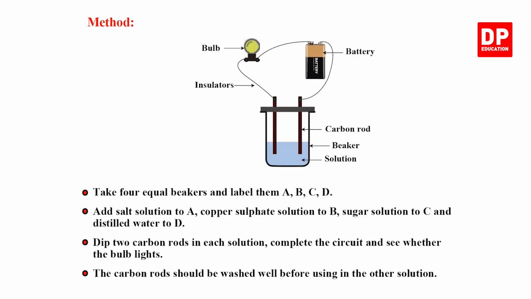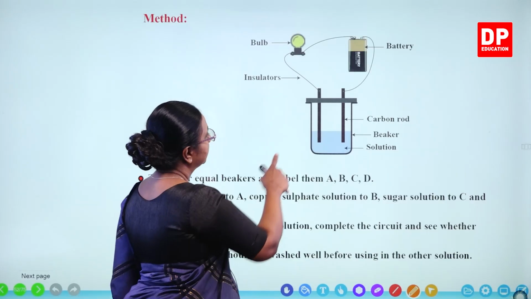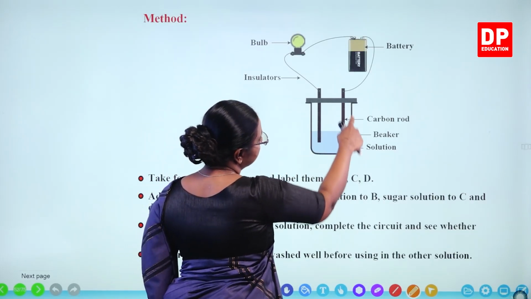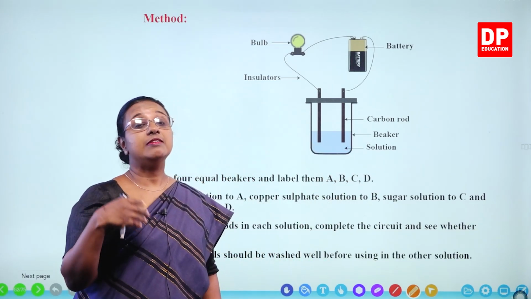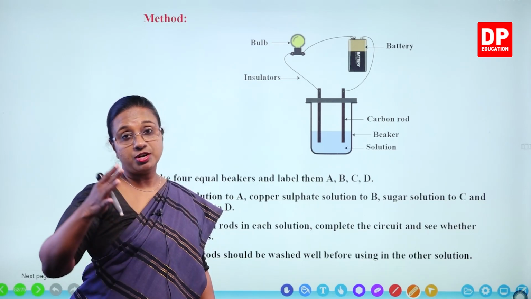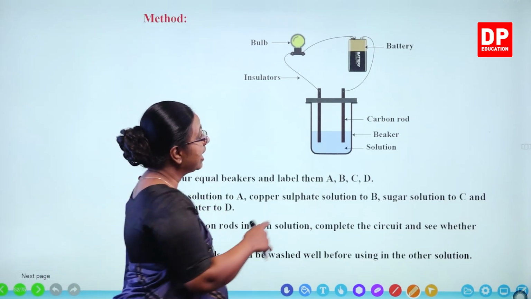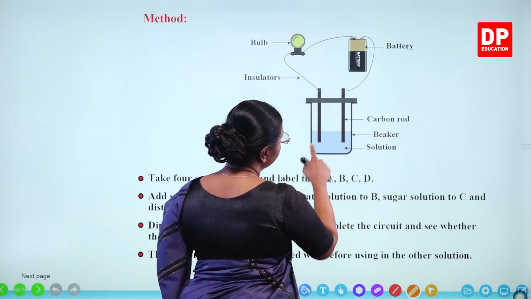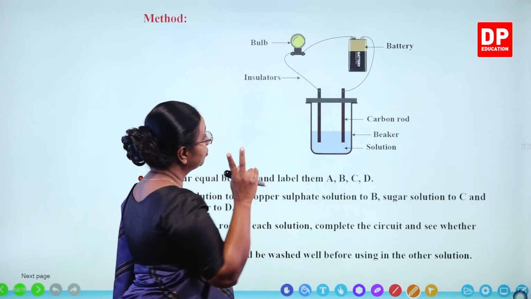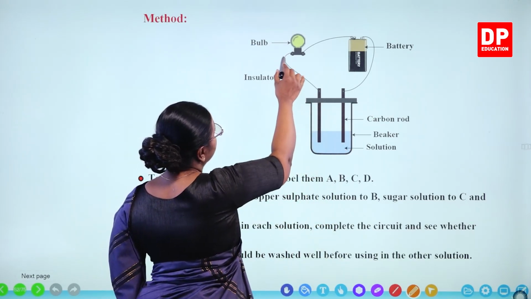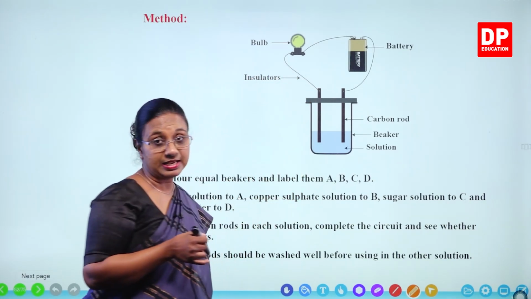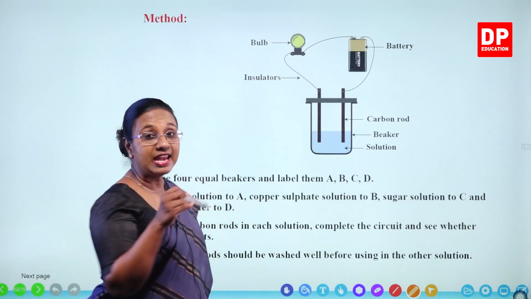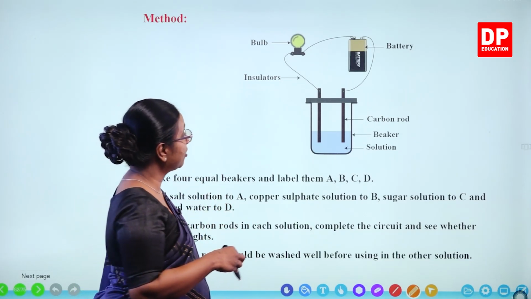Again, I will go through the method. Here you can see the circuit is connected. So here you can see, students, we have a beaker. Inside the beaker we have the solution. We will be changing the solution in order to test the different solutions. And here we have the carbon rods. There are 2 rods, the 2 electrodes. And here you can see the wires are covered by insulators. So it's easy to handle the wires, to touch the wires and all that.